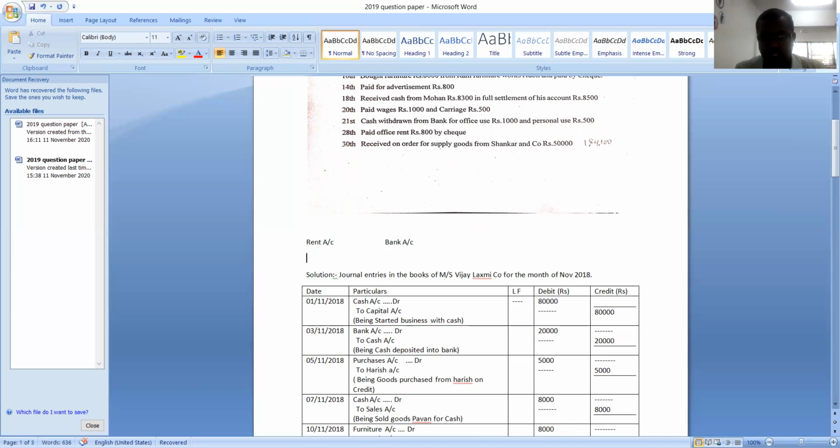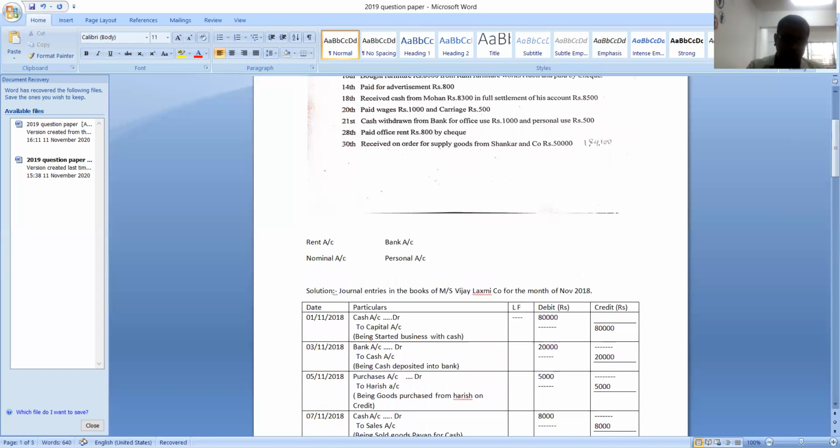So two accounts are, one is rent account and another one is a bank account. Rent account is which account? It is a nominal account because it is expense. Bank account is which account? It is a personal account. Understood? Okay. Now, which account should be debited?